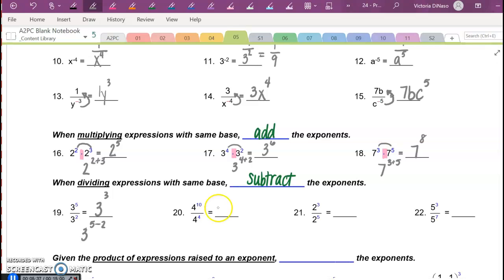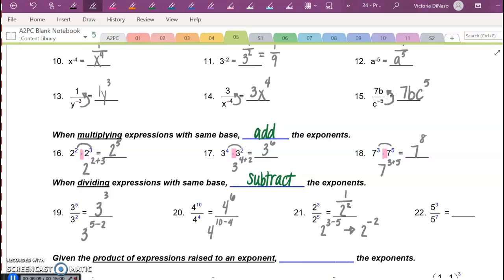In number 20, we have 4 to the 10th divided by 4 to the 4th. So we have base of 4, so we're going to do 10 minus 4. So we have 4 to the power of 6. Number 21, we have 2 to the power of 3 minus 5. So in this problem, we have 2 to the power of negative 2. But remember, you can't have a negative exponent, so we're going to move it to the denominator. We're going to take the reciprocal of it so that the exponent is now positive.